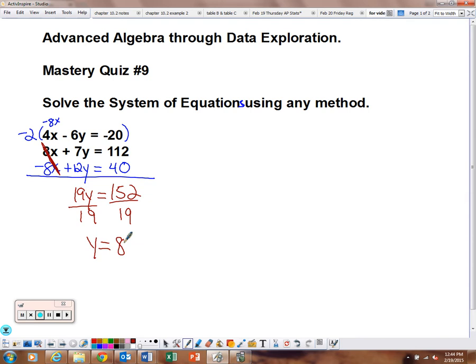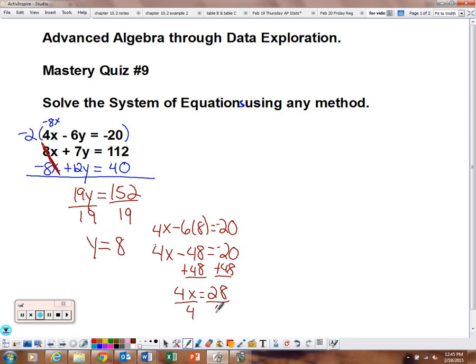Okay, now remember we have to find x. Plug 8 back into one of those equations. I'm going to pick the top one, so I'm going to rewrite this: 4x minus 6 times 8 equals negative 20. So that's 4x minus 48 equals negative 20. Add 48. 4x equals 28. Divide by 4. And you find out x equals 7. So the solution to this system is 7, 8.